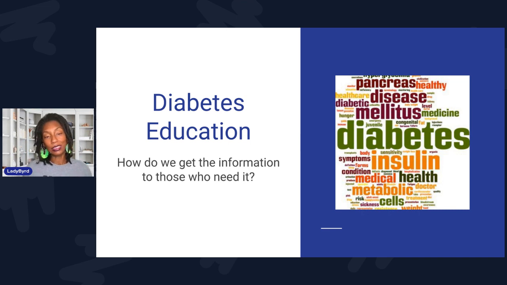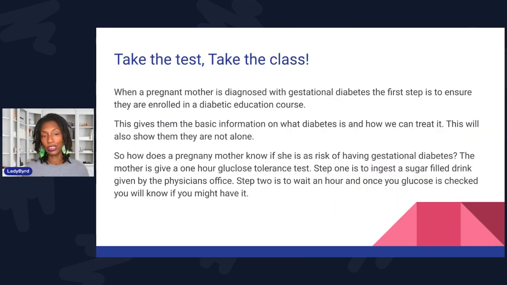Now, diabetes education is very important. How do we get the information to those who need it? Let's talk about that. First things first, take the test and take the class. This is very important. When a pregnant mother is diagnosed with gestational diabetes, the first step is to ensure they are enrolled in a diabetic education course. This gives them the basic information on what diabetes is and how we can treat it. This will also show them that they are not alone. Sometimes when people get a new diagnosis, whether it's something as simple as diabetes or as major as cancer, most times people assume that they are in this fight alone. So to be able to see other people taking a class and getting this information shows them that they're not alone.